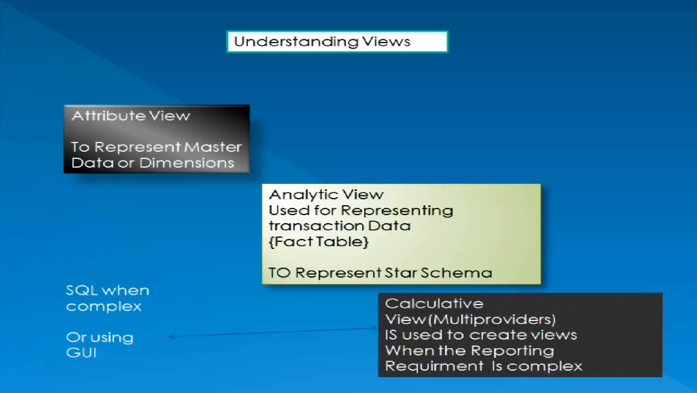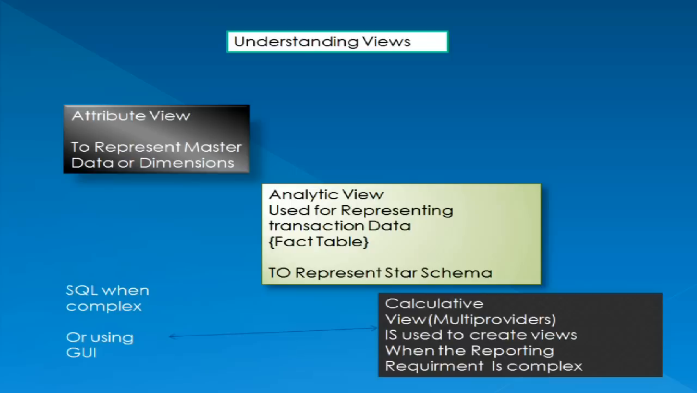The first view is used for representing master data or dimensions. So if you want to use the dimensions to represent the data in the specific format that you want, you use the attribute view. The second one is analytic view. It's used for representing transaction data. The fact table is made in the analytic view, or the star schema which I explained at the back. That's made in the analytic view.